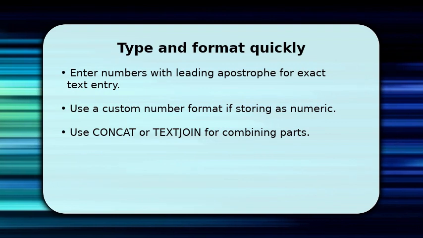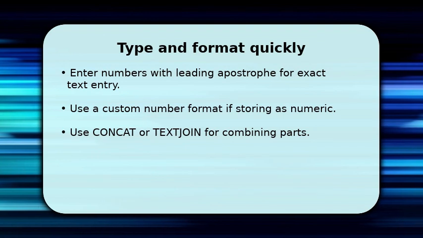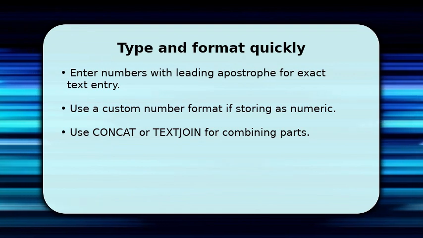If you prefer numeric storage, enter plain digits and apply a custom number format like +0, 000, 000-0000. This keeps numbers mathematically usable. For imported or split parts, use concat or text join to assemble area code and local number. Make sure to preview a few rows to confirm consistent output.